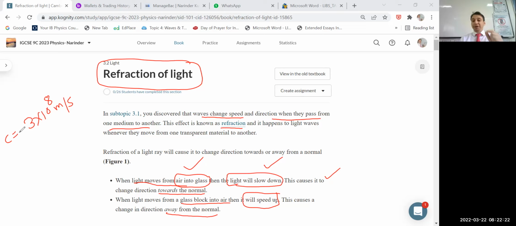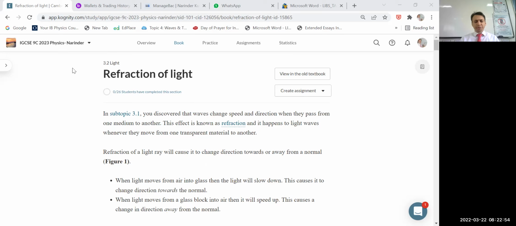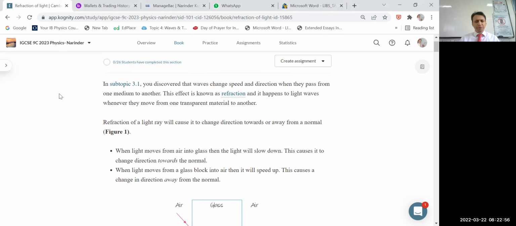And children sometimes wrongly write in exams. They use the concept of sound in light and light into sound. Sound speed increases in solids and speed of light reduces in solids. Please remember it. Okay, now children, let me explain these 2 points. It slows down, it bends towards the normal, and it bends away from the normal. What do you mean by this point, children?